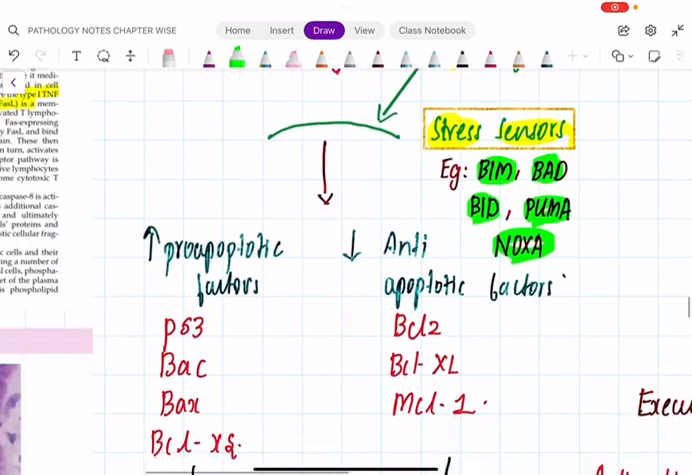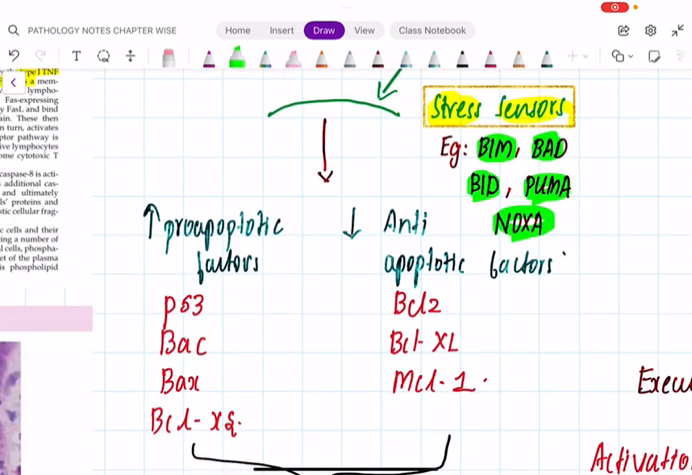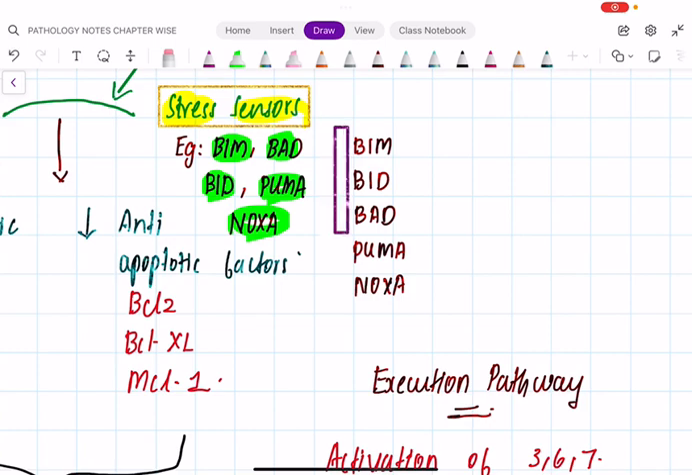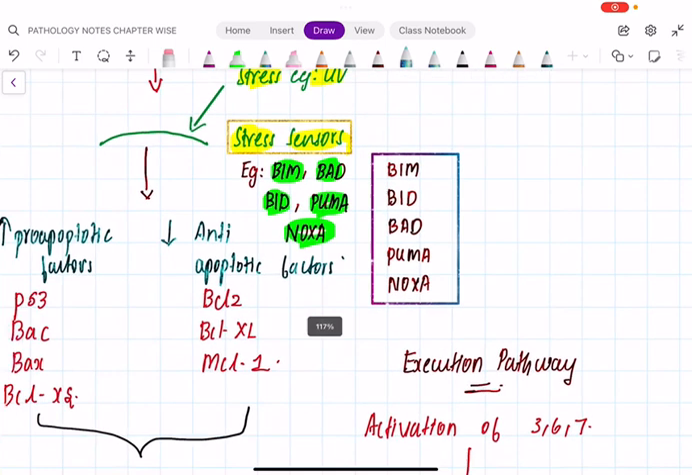Fine? This stress sensors will be going to, just one second, I'm writing again for you here. BIM, BID, BAD, Puma, Noxa. I hope it is clear for you. BIM, BID, BAD, Puma, Noxa. Fine, okay.